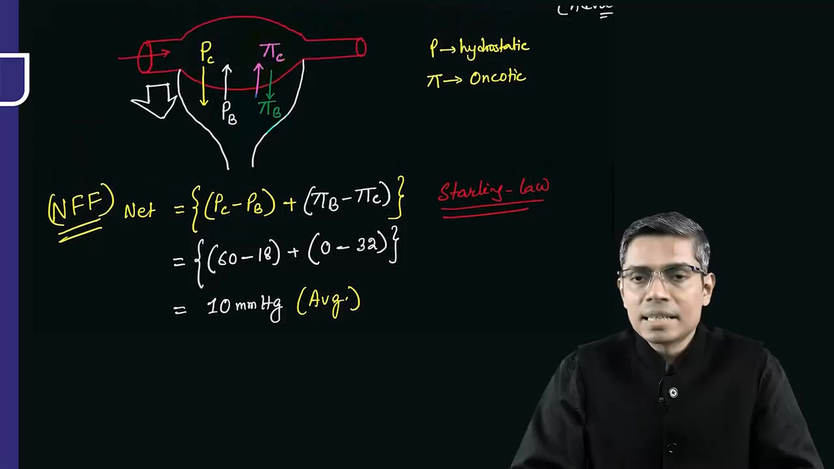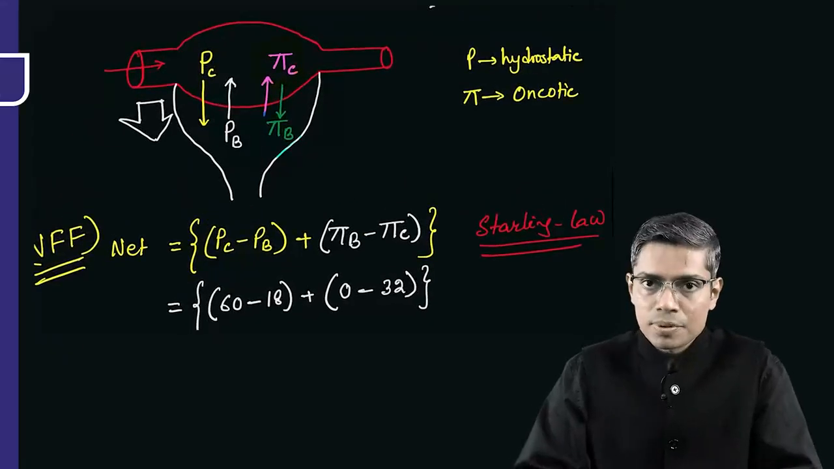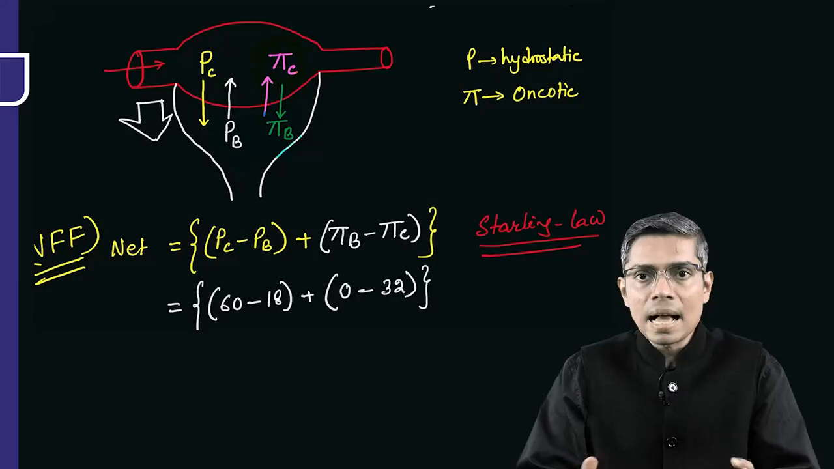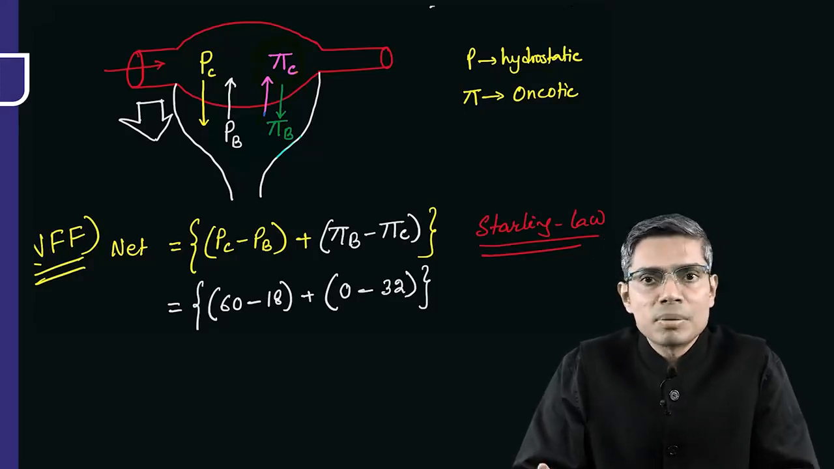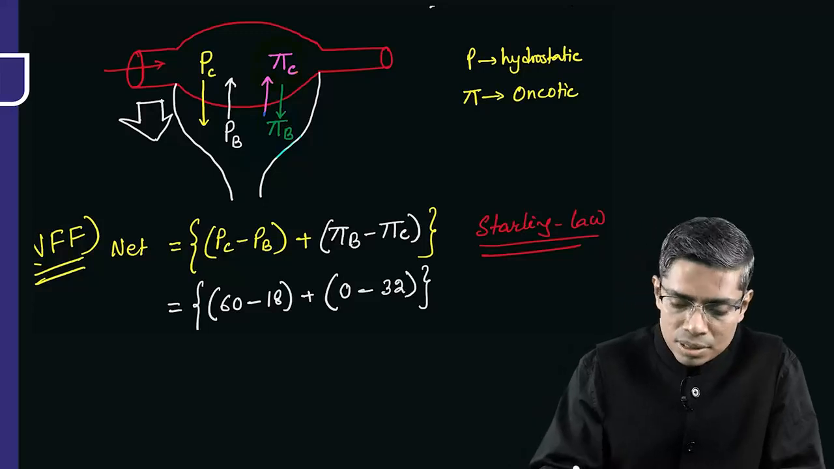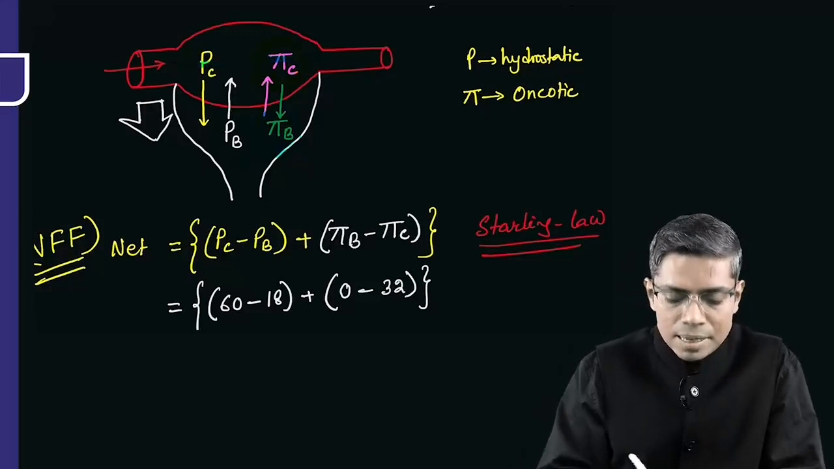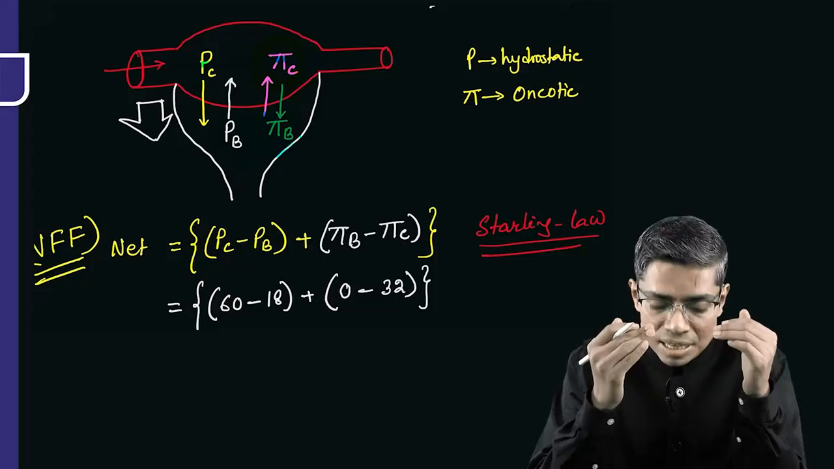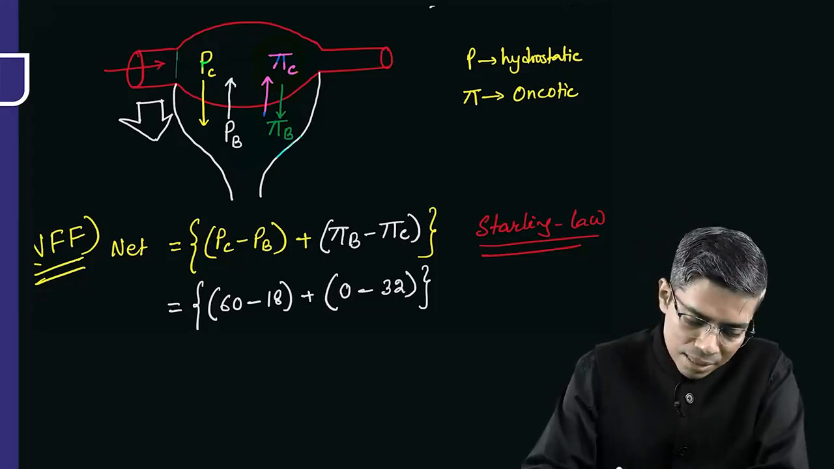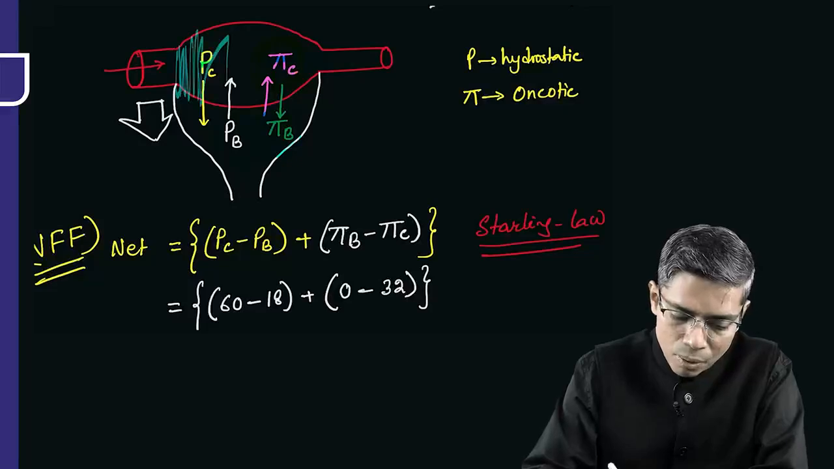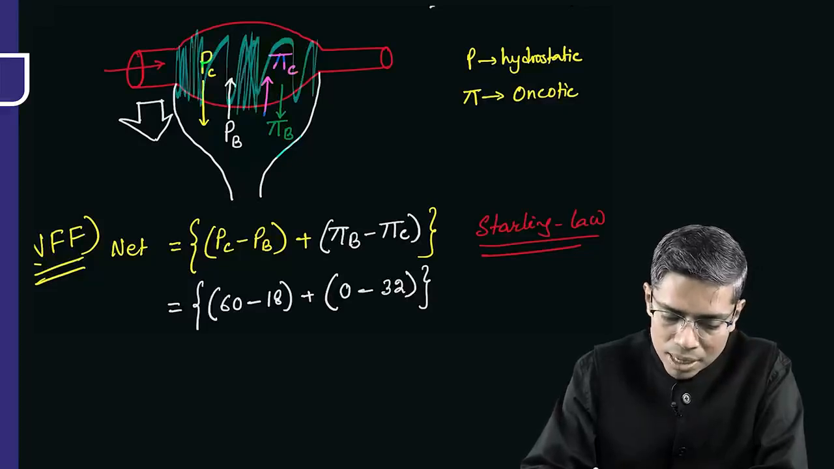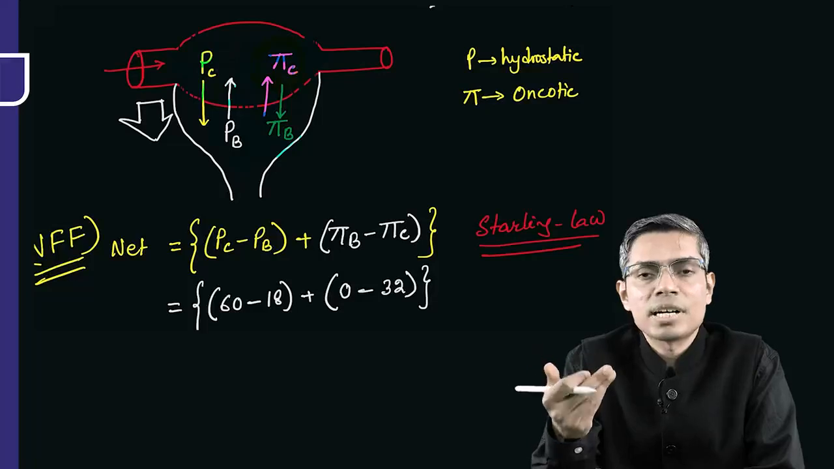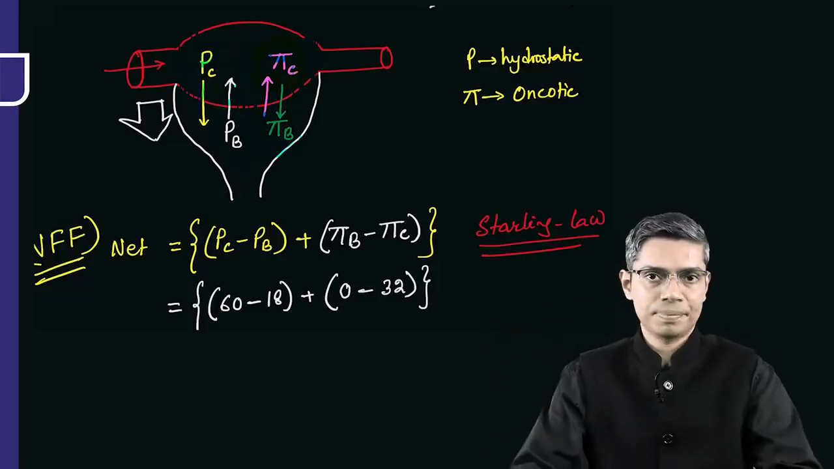Now, Ganong has described these forces in a different way, and Ganong is clearly saying that although the average force of filtration is 10 millimeter of mercury, the filtration is not equal in every part of this capillary. What am I saying? If I ask you whether filtration will be maximum at the beginning of this capillary, at the middle portion, or at the end portion of this glomerular capillary, where will the net filtration force be maximum?